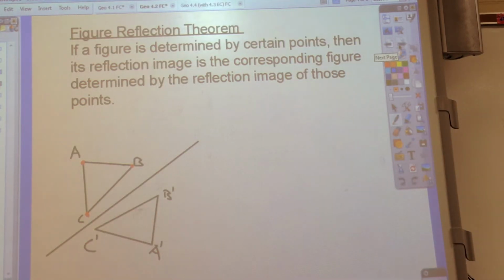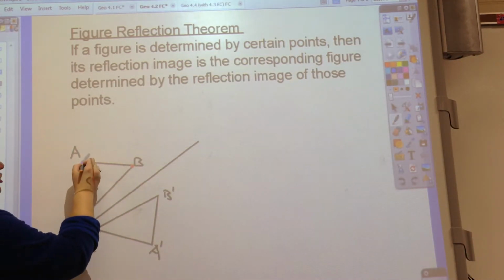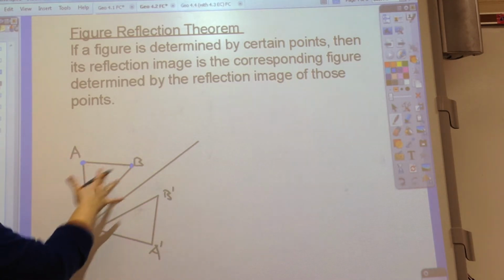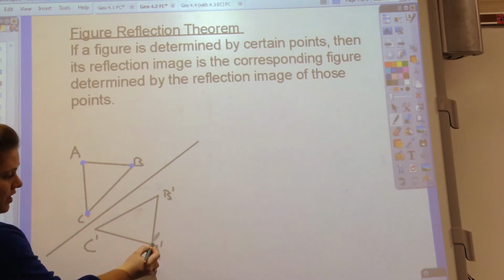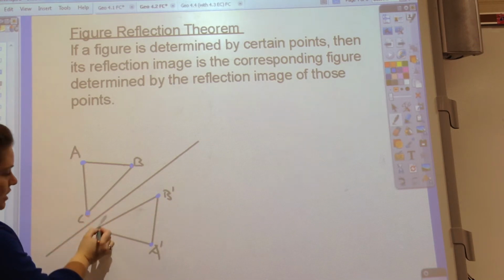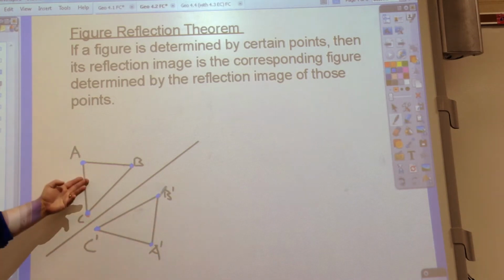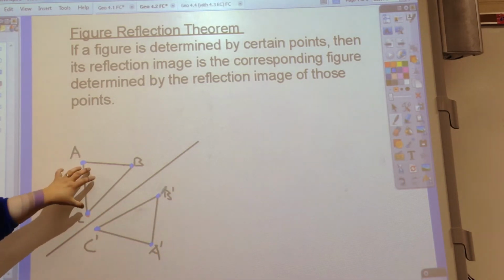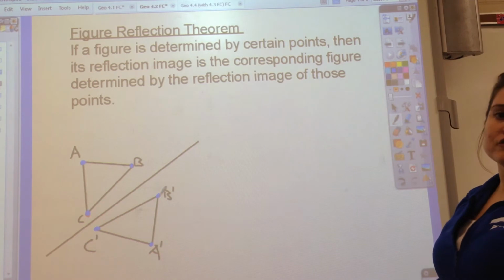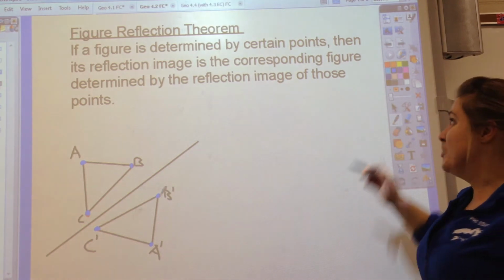For the figure reflection theorem, what it says is the figure is determined by certain points. All that means is that I can look at the vertices in my image, A, B, and C, and reflect A over the line and get A prime, reflect B over the line and get B prime, reflect C over the line and get C prime, and then simply connect them with straight lines, and I'll get the figure reflected over the line. So really, reflecting figures over a line is the same concept as reflecting points over a line. You just reflect more than one point.